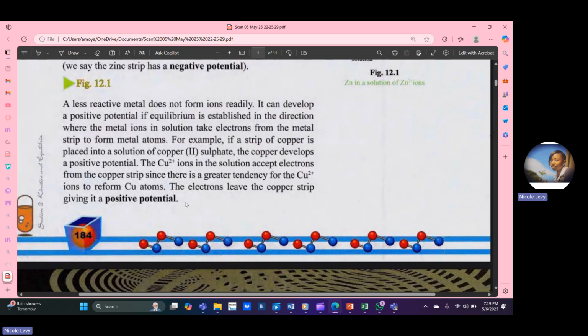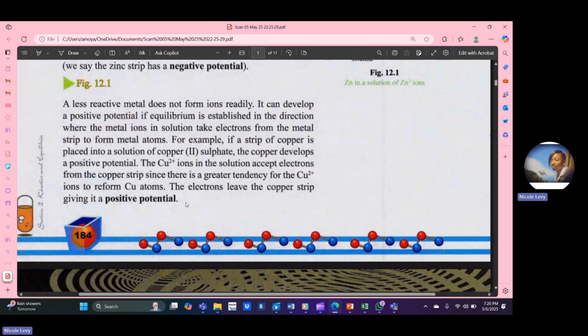Because remember, as we said earlier, the electrons that were present around the zinc is what gives the zinc strip the negative potential. But for a less reactive metal now, the electrons are not going to stay around the metal, right? They are going to be literally accepted by the Cu2+ ions in solution. And when the Cu2+ ions in the solution accept those electrons, they are going to reform solid copper.